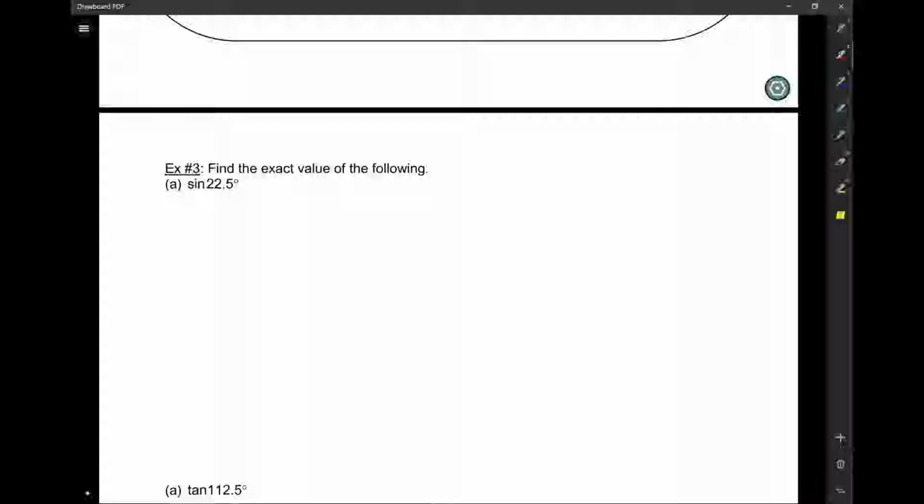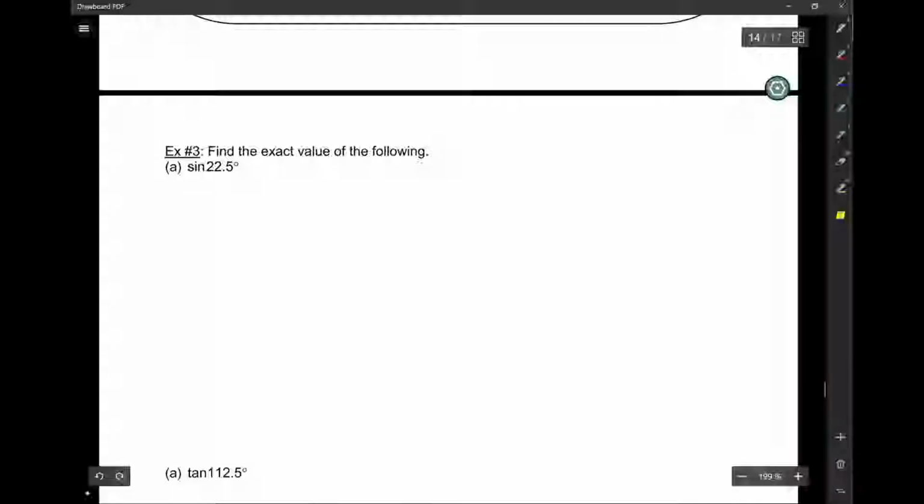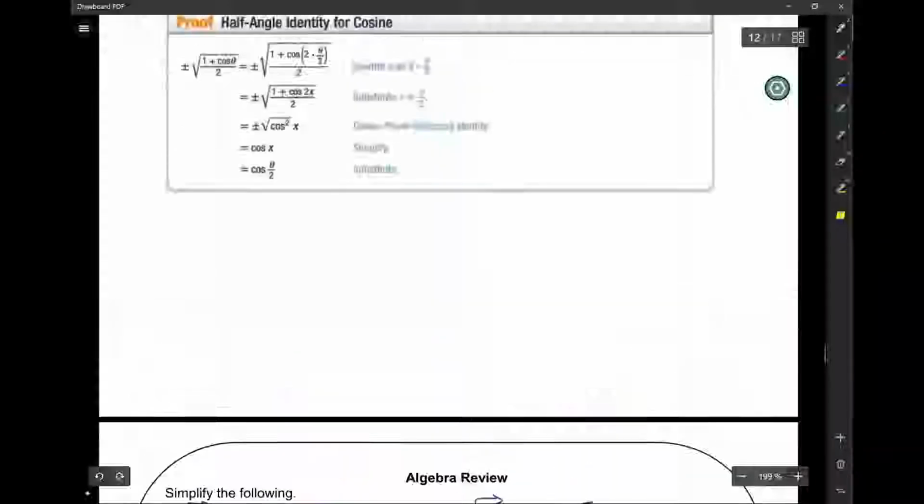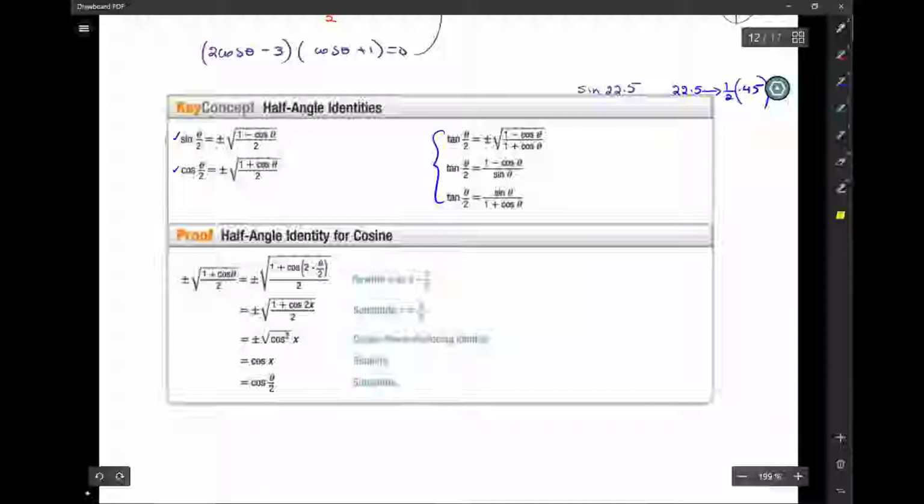Okay. All right. So for sine of 22.5, you say, okay, 22.5, that's half of what angle? If you double 22.5, that's 45. So that's what you have to figure out first. 22.5 is half of 45. Okay, so now I go to my half angle identities, and that was the sine of 22.5, right? That means I need to use this one.